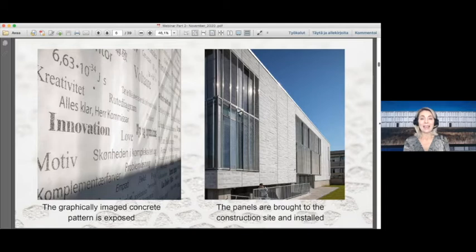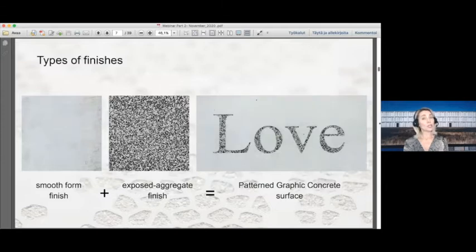So how are we going to do this one then? Let's see the types of finishes we work with. We work with the smooth form finish. That's the part where you don't expose the aggregate. That's just a smooth cement surface that you would have if you would make any concrete panel. Then you have the exposed aggregate finish where we wash off the surface cement. And by combining these two, you have the graphic concrete. It's partly exposed and partly smooth.